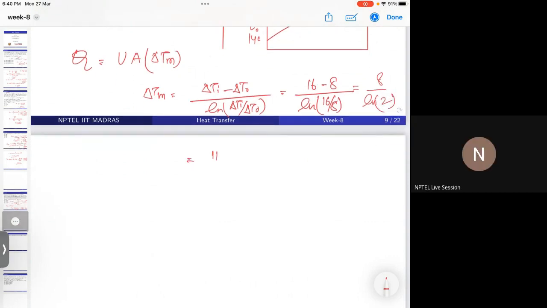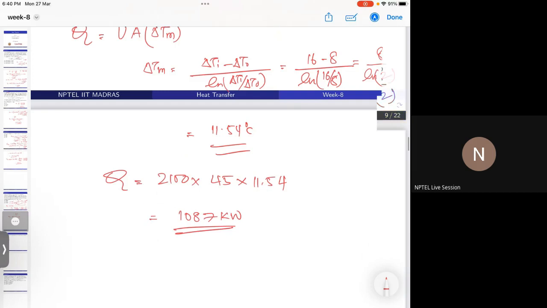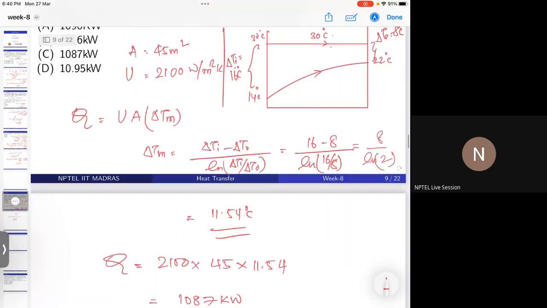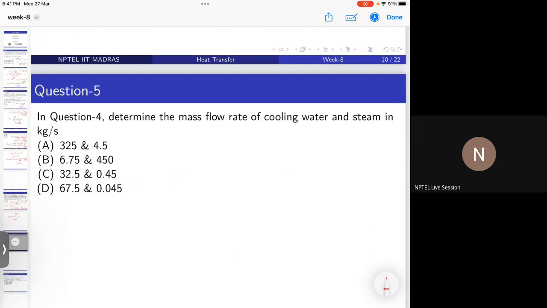11.54. Now it's simple. U is 100 and A is 45, and LMTD is 11.54, so you'll get 1087 kilowatts. So that was a simple question. We already discussed this kind of question in the last class.